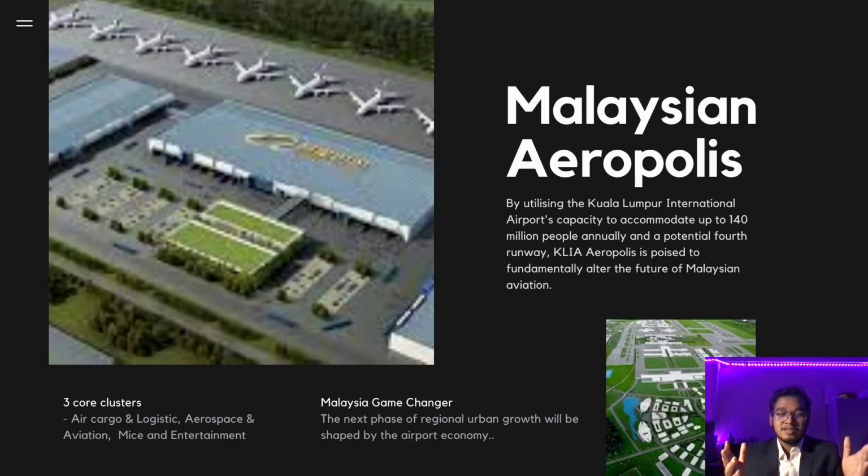If you have a look at Kuala Lumpur International Airport, it has the capacity to accommodate up to 140 million people annually, and a potential fourth runway. KLIA Aerotropolis is poised to fundamentally alter the future of Malaysian aviation. And the regeneration of Subang Airport is a strategic framework that will take advantage of the airport's convenient area and build on its own reputation as a mature aviation ecosystem for world-class aerospace, and it will contribute as a commercial aviation center.